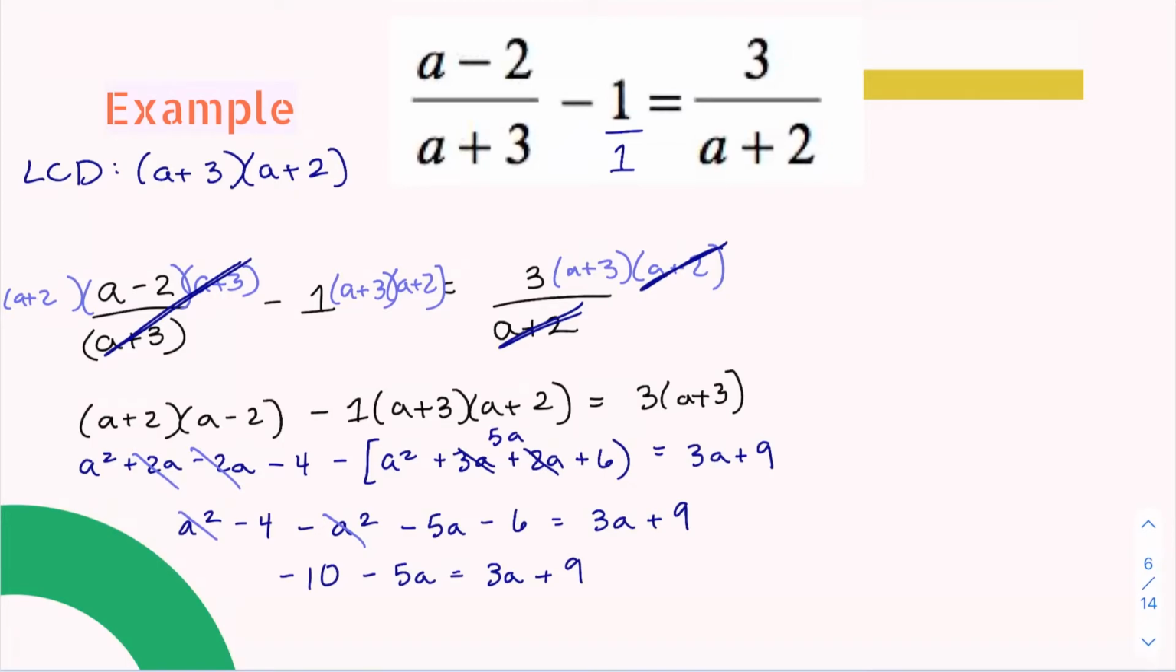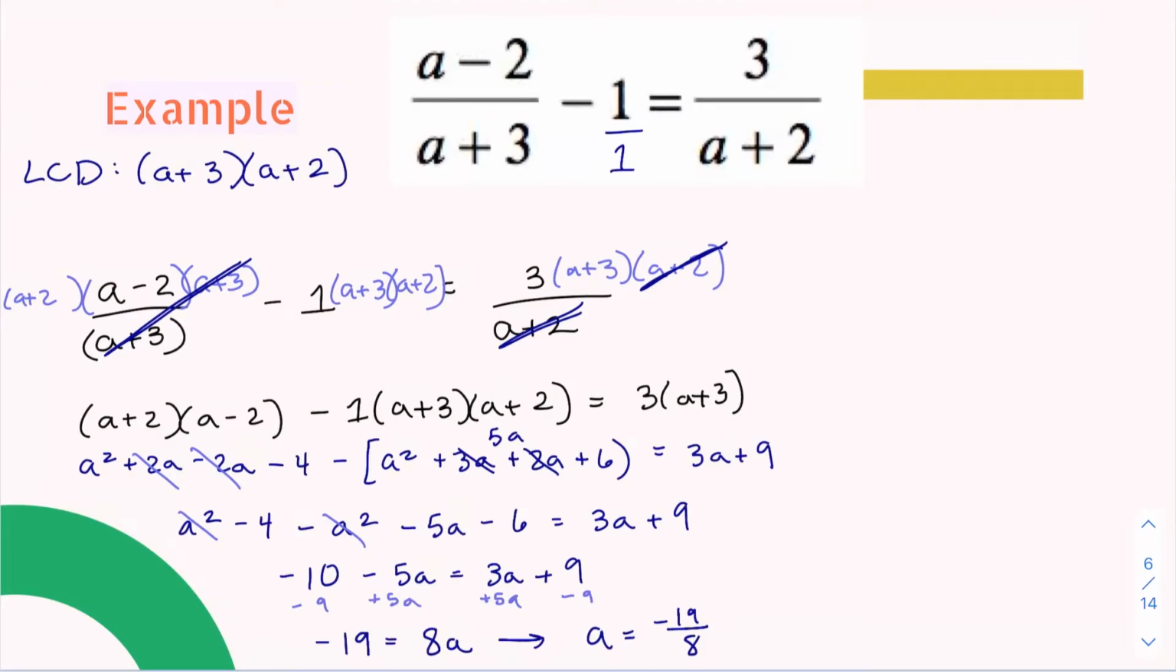Get my a's on the same side. I'll add 5a to both sides. Get my numbers on the same side. I'll subtract 9. Then we got a weird answer coming. Negative 19 equals 8a. Divide both sides by 8. We have a equals negative 19 over 8. Now that is how we solve it.